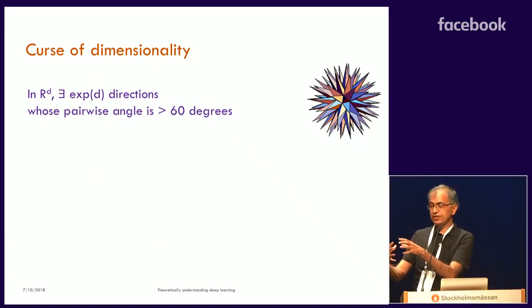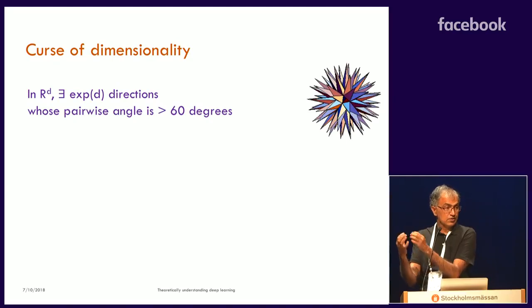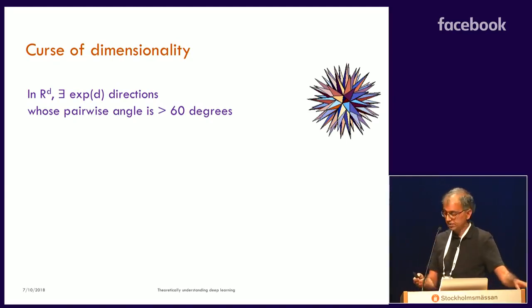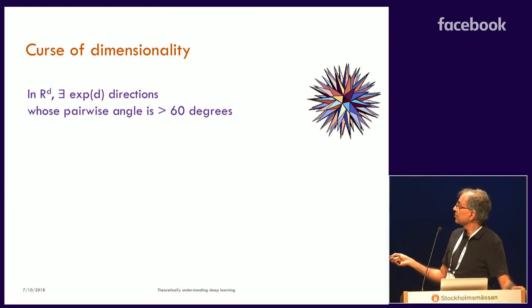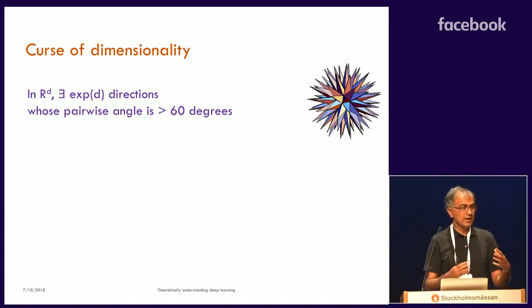Now, a sea urchin is in three dimensions, and it has a lot of spines, so those spines are packed together a lot, right? They're very tied together. But in D dimensions, you could have this similar kind of sea urchin, maybe you can call it a D urchin, where there are lots of spines, exponential in D, but each of them makes an angle of 60 degrees with each other. So there's just a lot of space in high dimensions.